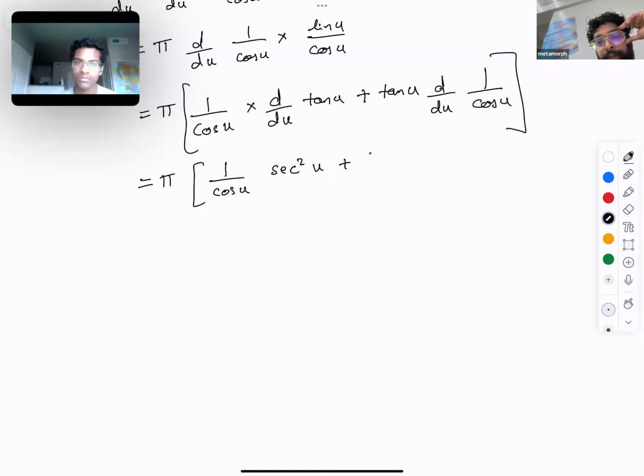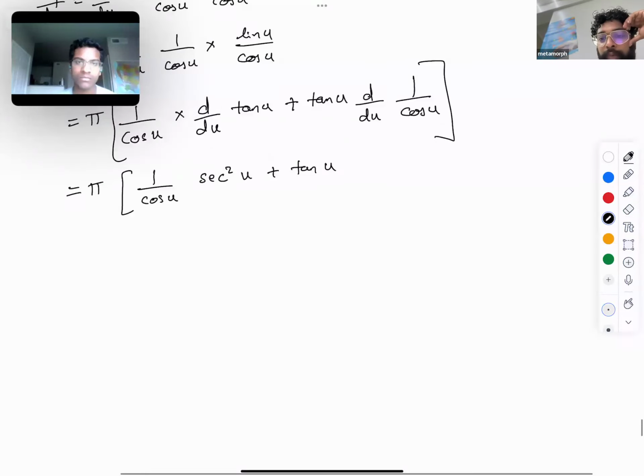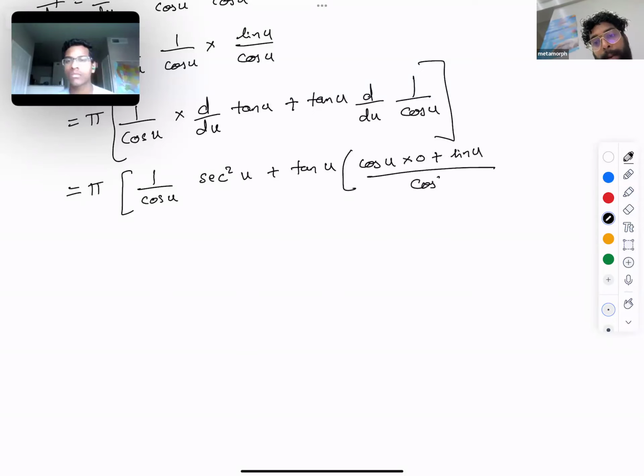Plus tan u. Now is the challenging, interesting part. How do we differentiate 1 over cos u? That's going to be the quotient rule. Cos u times d by du of 1, minus 1 times d by du of cos u, which is minus sin u, over cos squared u.